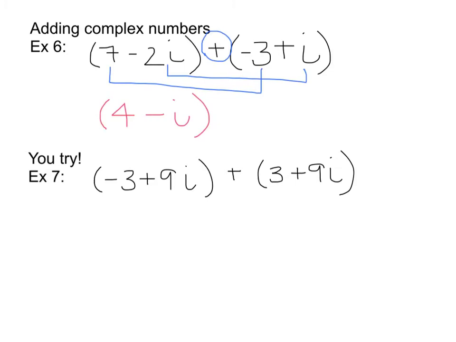Press pause, and I want you to try adding the two complex numbers negative 3 plus 9i plus 3 plus 9i. Remember, all we're doing is combining the real number with the real number. So negative 3 plus 3 gives me 0, so you don't need to write the 0 down. And then 9i plus 9i is going to give me 18i. So when you add the two complex numbers together, you get 18i as your answer.